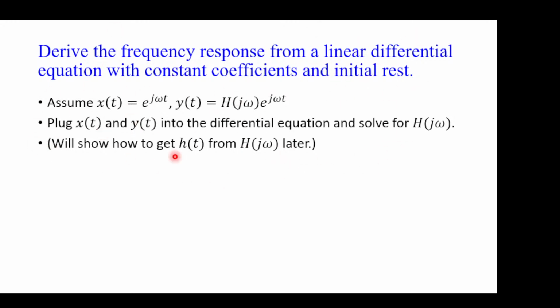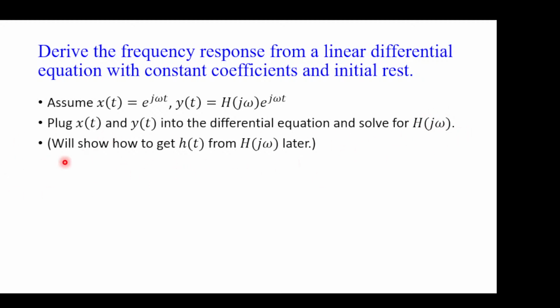And this is a summary of what we do. So we just assume our input x is e to the j omega t, and output y is big H, some function of j omega, times e to the j omega t. You plug into the differential equation, and this e to the j omega t should disappear, because when you take a differentiation of it, you still get back e to the j omega t with some factor of j omega. And so you can cancel out all the e to the j omega t, and you can solve for this H of j omega as a function of omega.